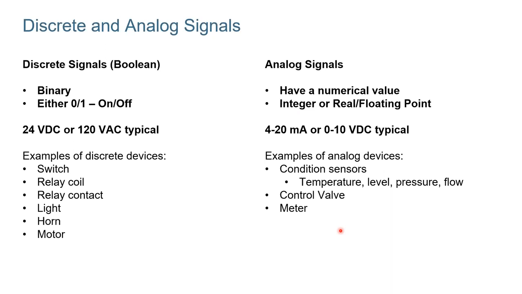But that's important. It's also very important for you as an instrumentation technician to understand, because the 4 to 20 milliamp signal is what every instrument out there, basically, works on. So it's important to understand why that is.